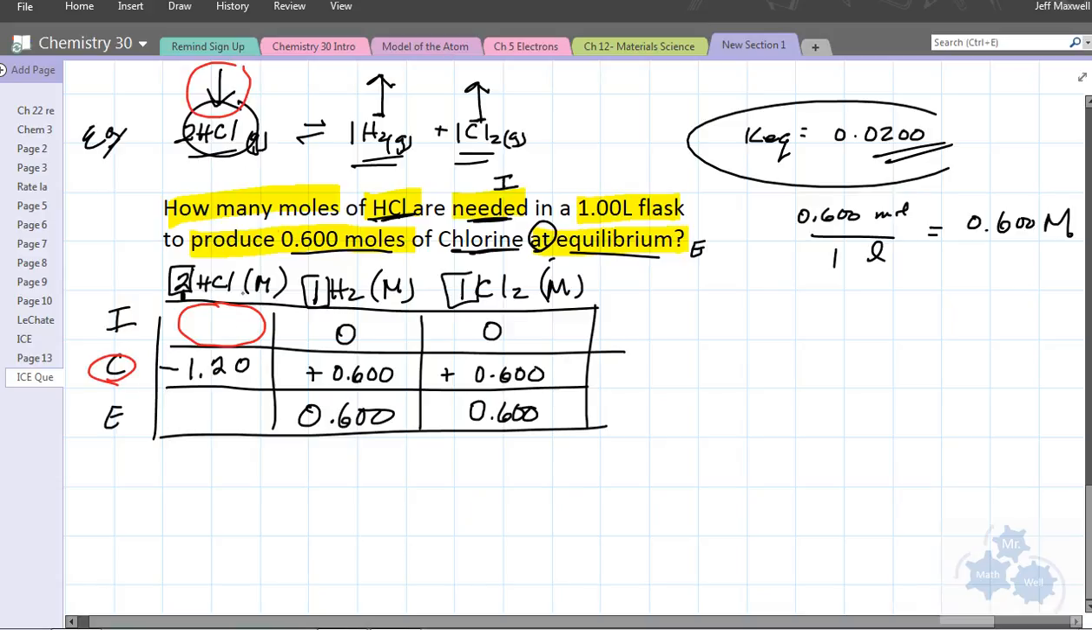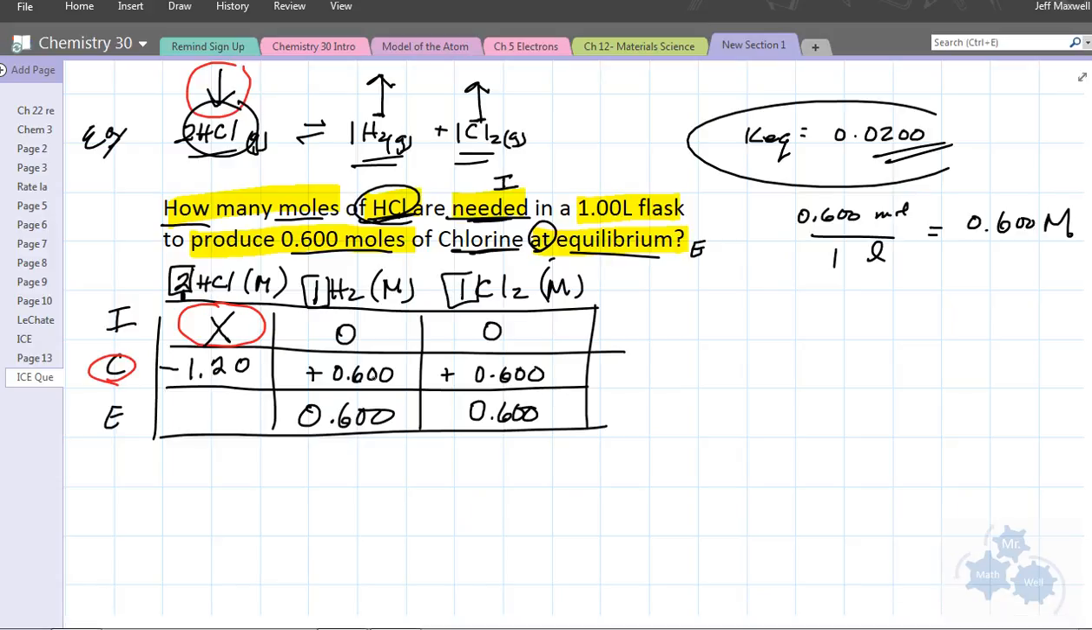Okay, all right. So look at what the question's asking: how many moles of HCl are needed at the beginning? So what we don't know is how many moles of HCl. So let's say that this is going to be X right here, because we don't know how much at the beginning. Most of the questions that we have are, we don't know what the equilibrium concentrations are, right? But this time, the equilibrium concentrations are given, and the initial concentrations are unknown. Everybody understand that?